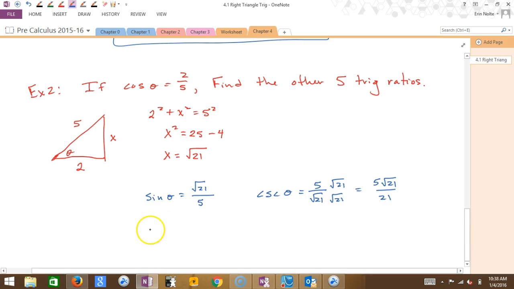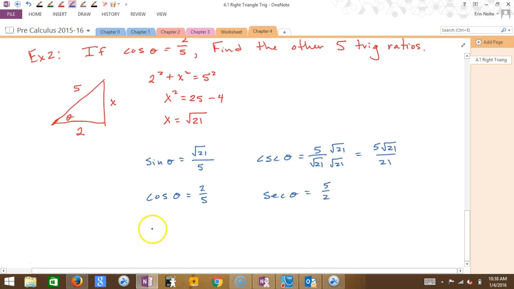Okay, I'm going to write my cosine even though it was given, just because it's habit to write all six of them. So cosine was given as 2/5. So my reciprocal is the secant. So what's my secant ratio? 5/2. Okay, and then we go to tangent. And tangent is opposite over adjacent. So what's my ratio? The square root of 21 over 2.